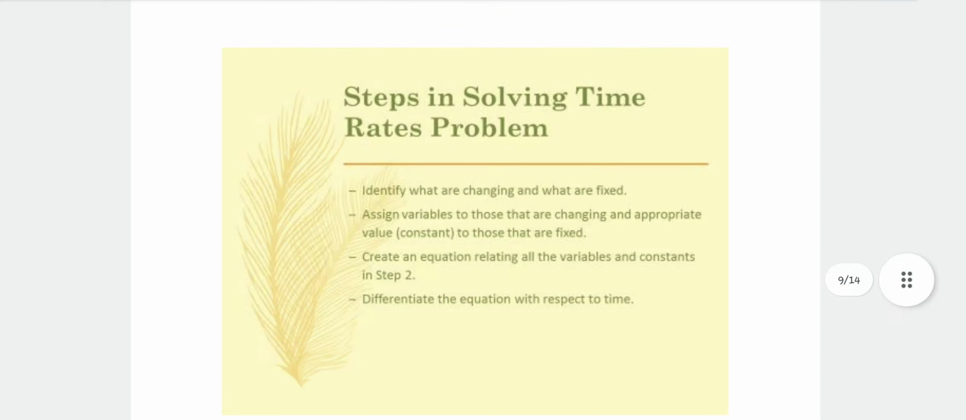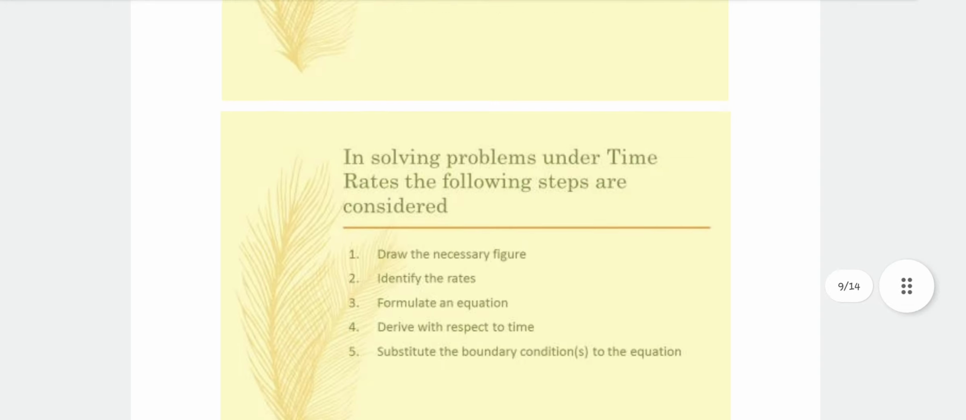So, that is all functions of t. Next, we have the steps in solving time rates. Identify what are changing and what are fixed. When you say changing, most probably it is the volume, depending on the problem. But when you say fixed, of course, it is the dimensions of your container, right? Those are fixed. Next, assign variables to those that are changing and appropriate values to those that are fixed. Third, create an equation relating all variables and constants, and differentiate with respect to time.